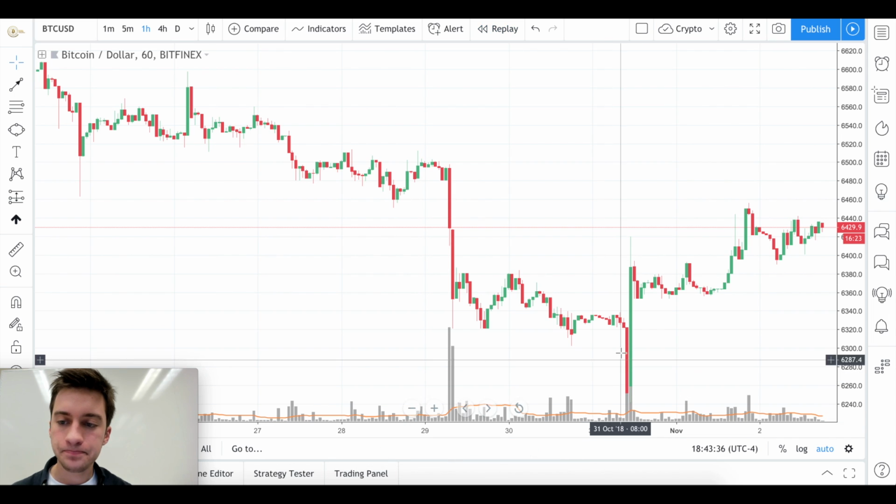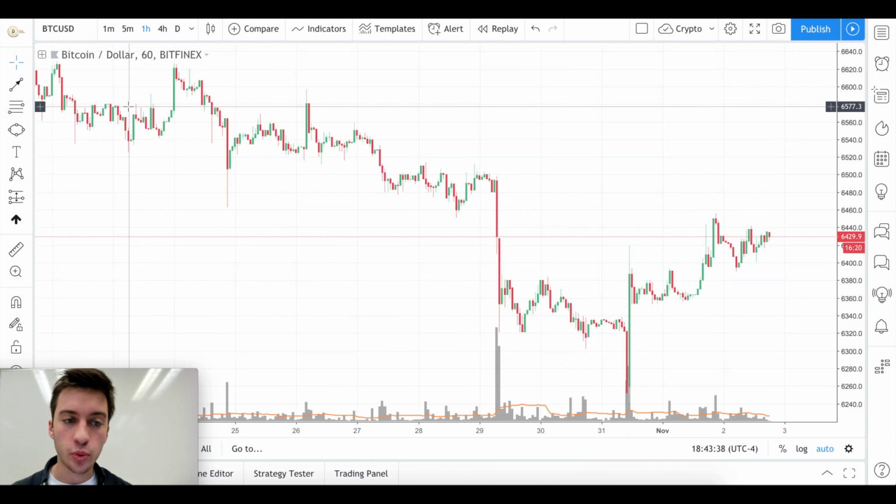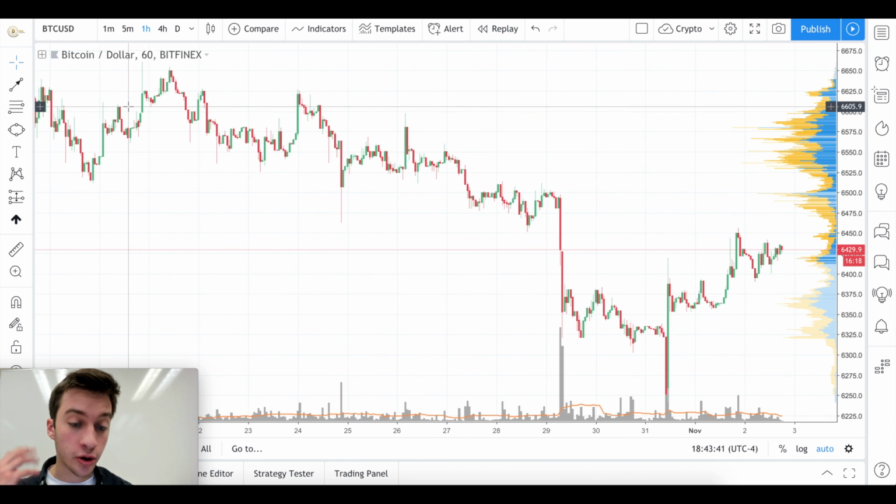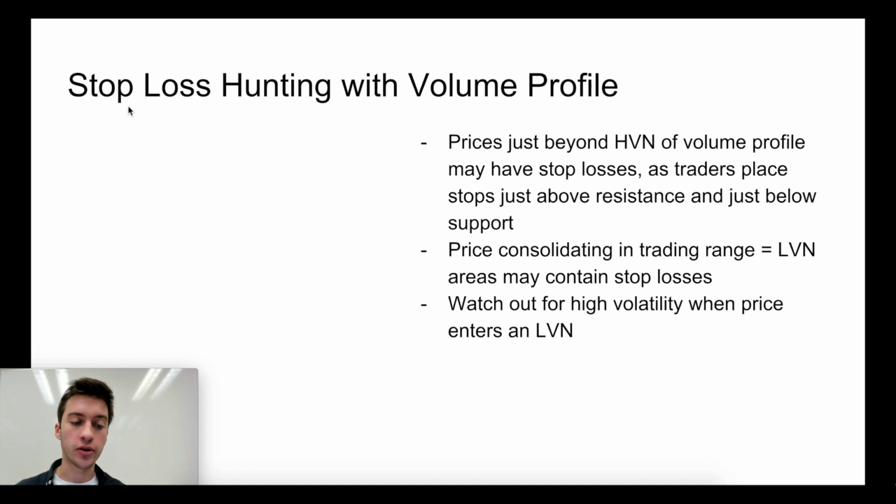And here we are. So yeah, just another example with the volume profile. It can be a great tool for a lot of different things. You can use it to screen for stop loss hunts too. You can look for consolidation ranges. You can look for trends. You can look for a lot of different low volume node areas to try to find when and where a stop loss hunt is likely to occur.